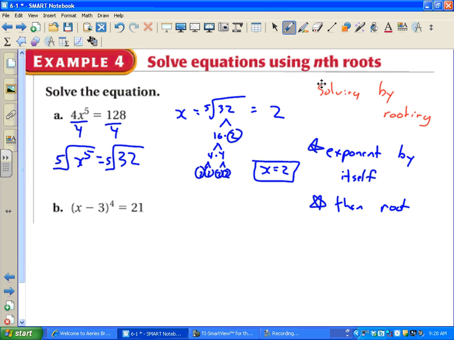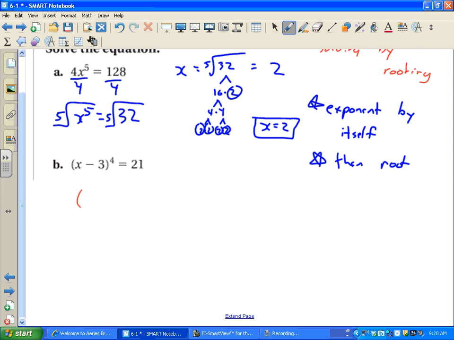Letter B. I'm going to show you something here. x minus 3 to the 4th equals 21. At this point, our first step is to get the exponent by itself. The exponent is by itself on this problem. The x minus 3 is both to the 4th. So now I'm going to root both sides. And there's the 4th root there. And there's the 4th root there.